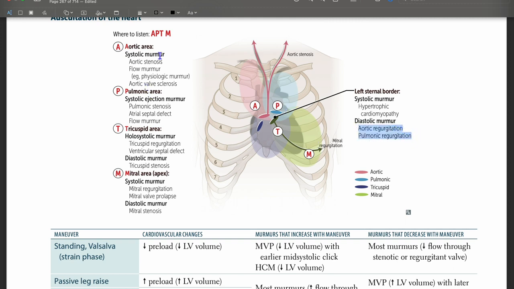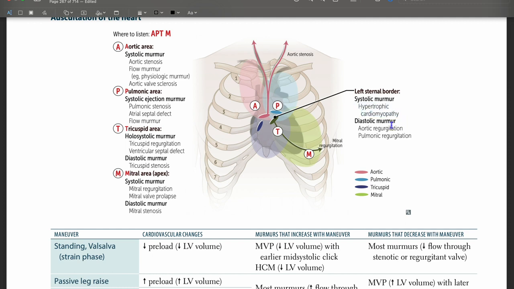So we are done with aortics and pulmonaries, right? So aortic stenosis in the aortic area, systolic murmur. In pulmonary area, systolic murmur is going to be pulmonary stenosis. In left sternal area, diastolic murmur is going to be aortic regurgitation and pulmonic regurgitation. For systolic murmur, it's going to be hypertrophic cardiomyopathy.